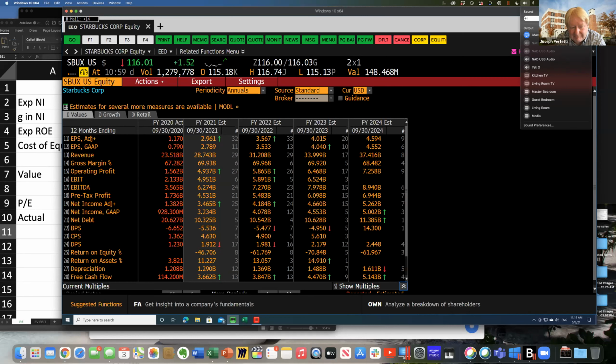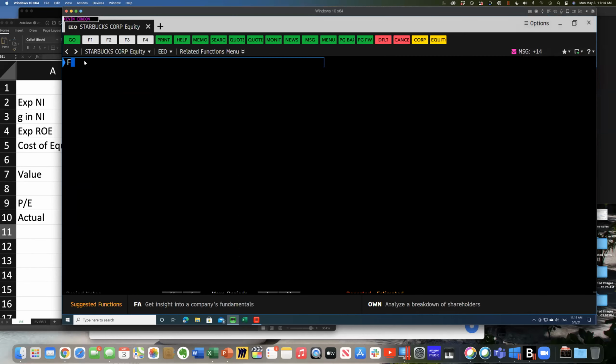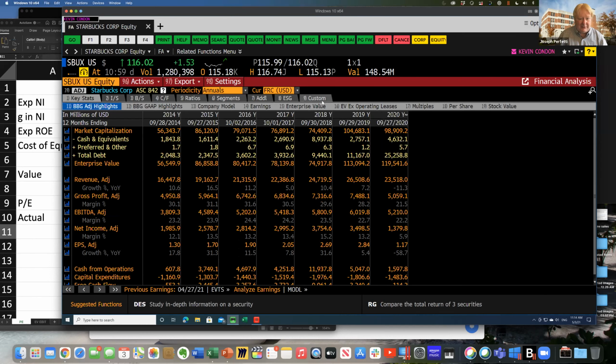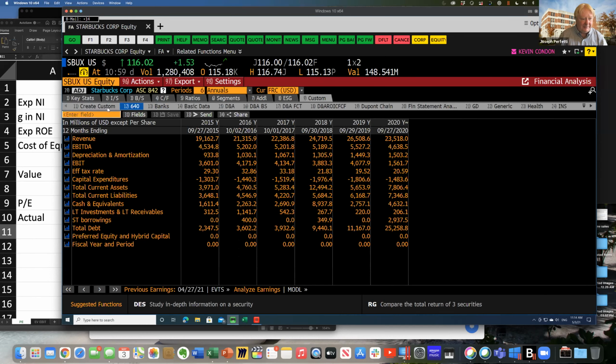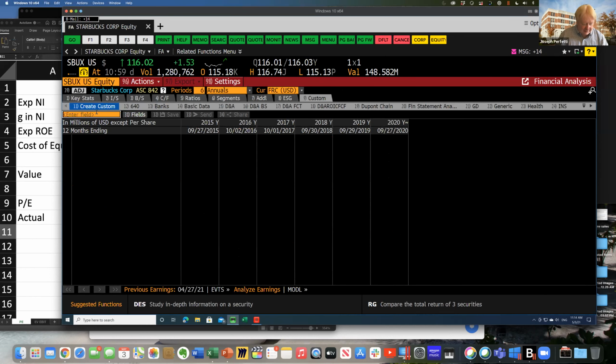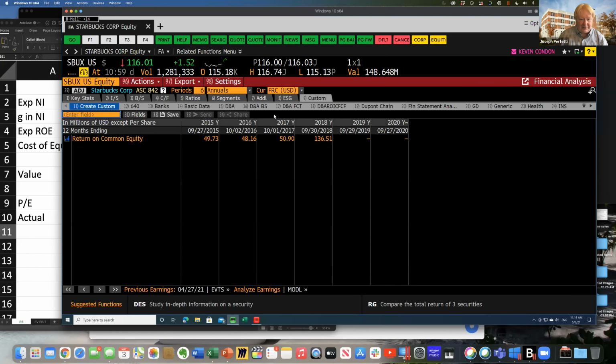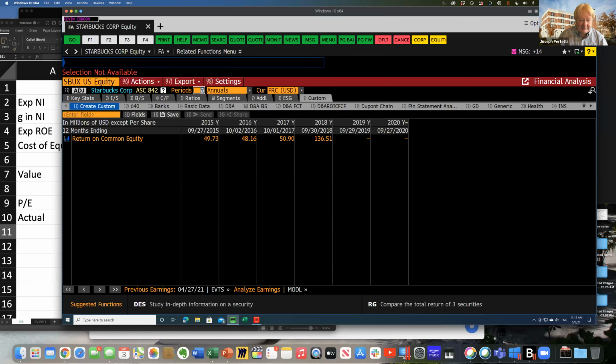What I did on mine, and I'm not sure if this is correct, I went back in their historical ROE to a point where they were stable, and then I took an average of those numbers. Okay, so you could have gone to FA, created a custom, and just said, show me return on common equity historically. If we wanted, we could look back 10 years.